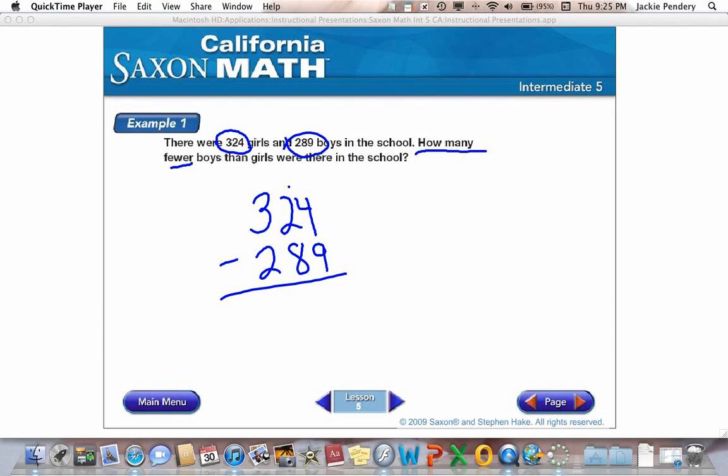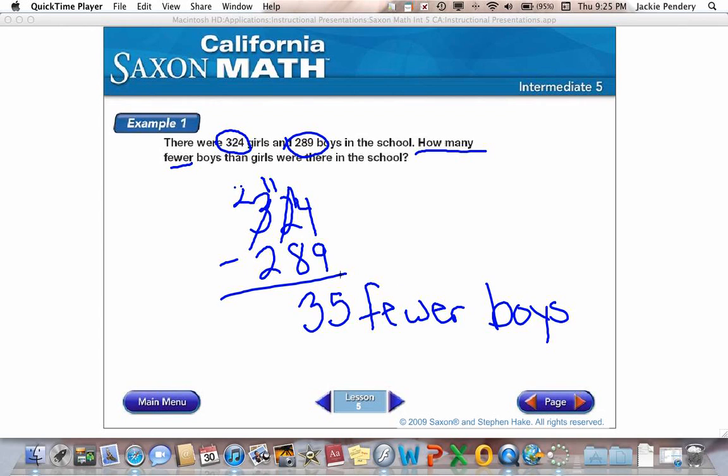Can't do 4 minus 9, so I have to borrow. 2 becomes a 1. 4 becomes 14. 14 minus 9 is 5. 1 minus 8 I can't do, so I have to borrow from the 3. Becomes a 2. 1 becomes an 11. 11 minus 8 is 3. 2 minus 2 is 0. So there were 35 fewer boys.